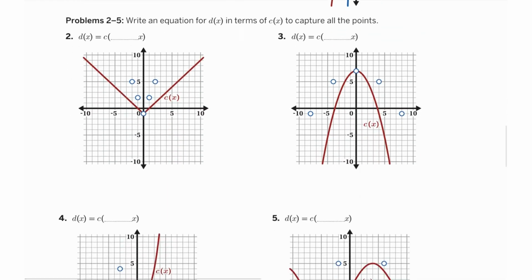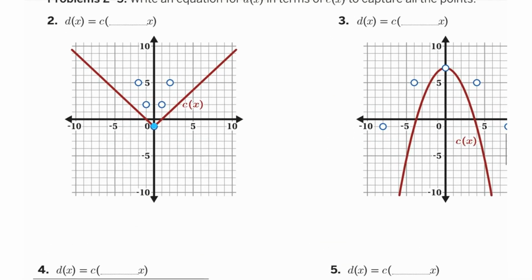For problems 2 to 5, write an equation for d of x in terms of c of x to capture all the points. So we're playing the game here where we're trying to create the function that crosses these points. What you'll notice is that it has the same vertex for number 2. When we're doing this, what we really need to focus on are these points that we can see are getting smaller.